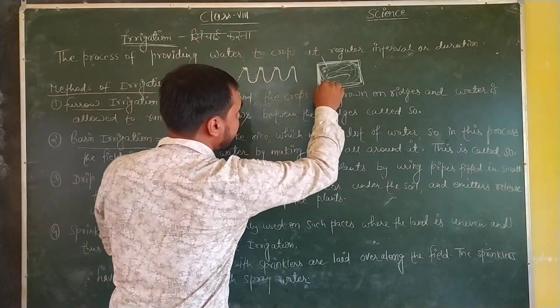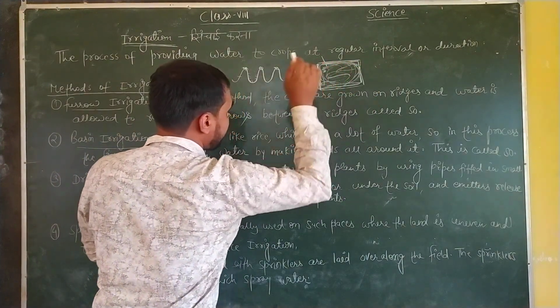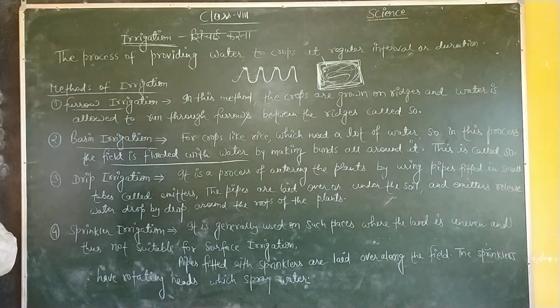Basin irrigation system means the water is totally flooded in the field and bunds are made. Bunds cover the whole field, and the water is supplied inside this enclosed area. They irrigate with the water. This is the process of irrigation.